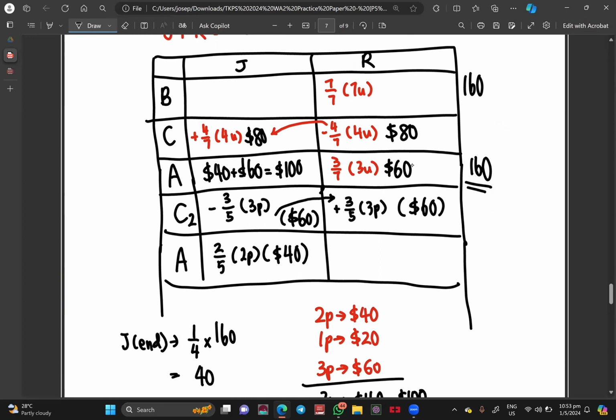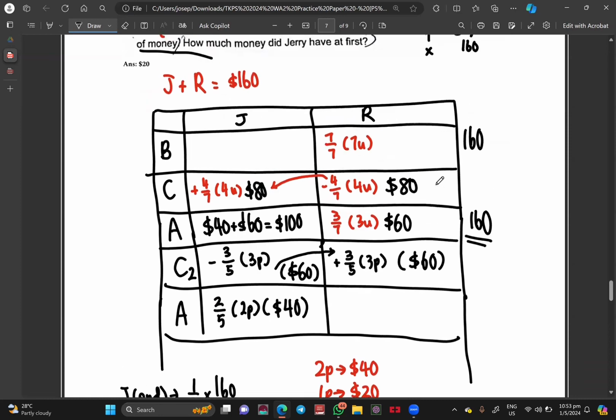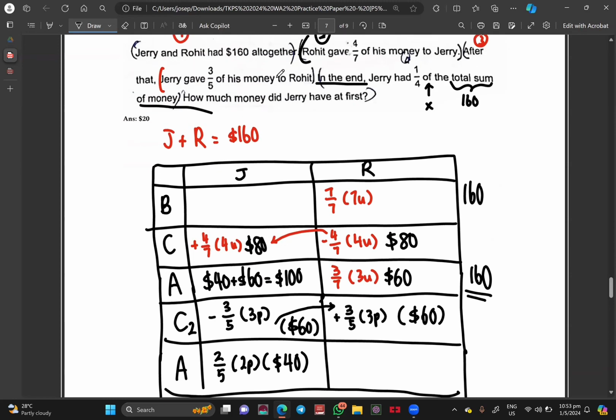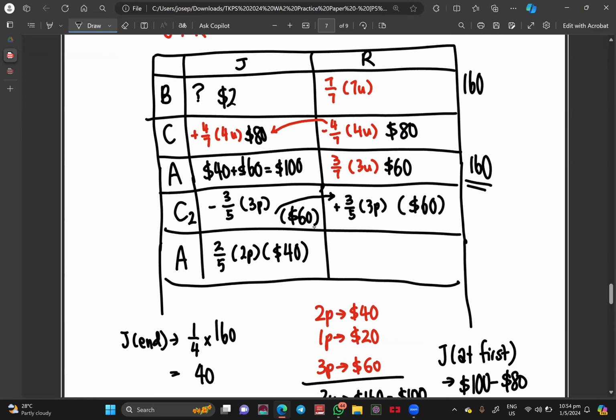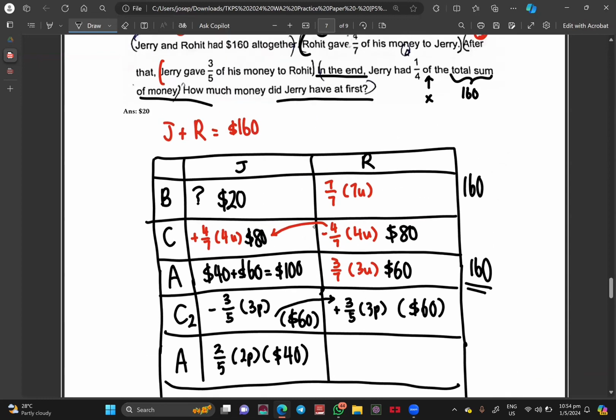So we know the value right now. Just now in the question, the question only gave us what? Fractions. So this was actually given to Jerry by Rohit. The question wants us to find this question mark over here, which is the money that Jerry has at first. How do I find at first? Very simple. Jerry at first, we will just really have to do $100 minus $80, and therefore we get $20 for Jerry at first, and this is your answer for this question.